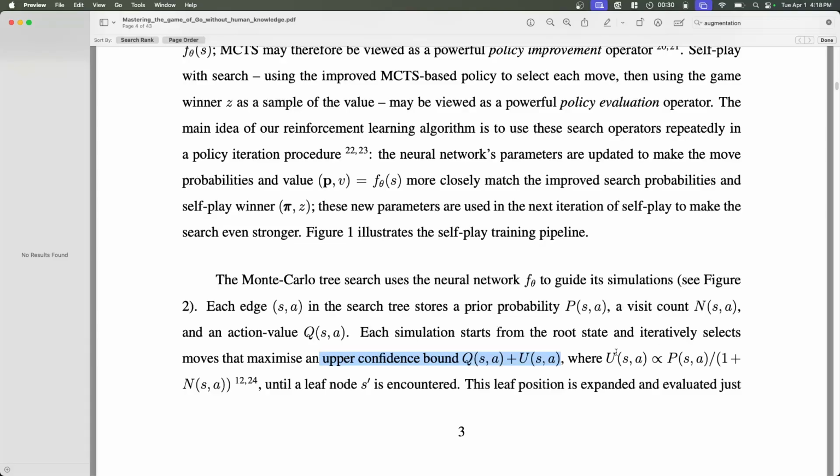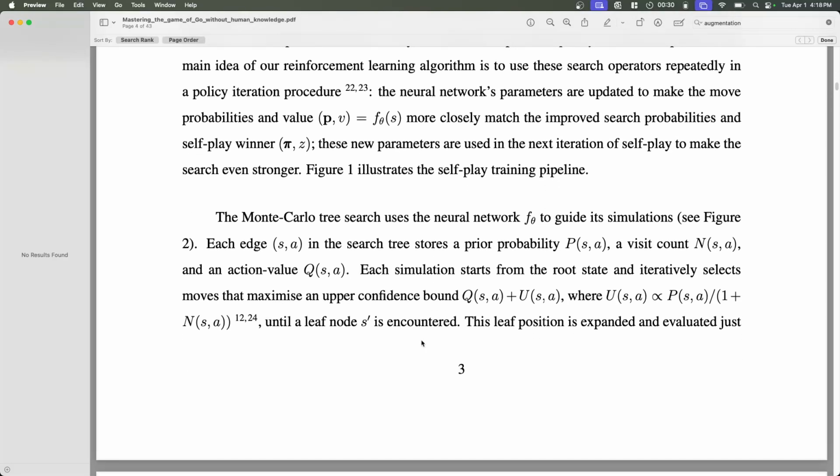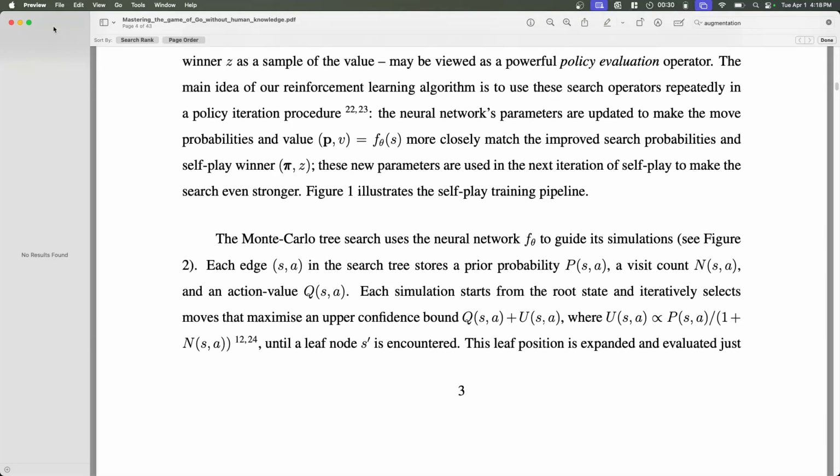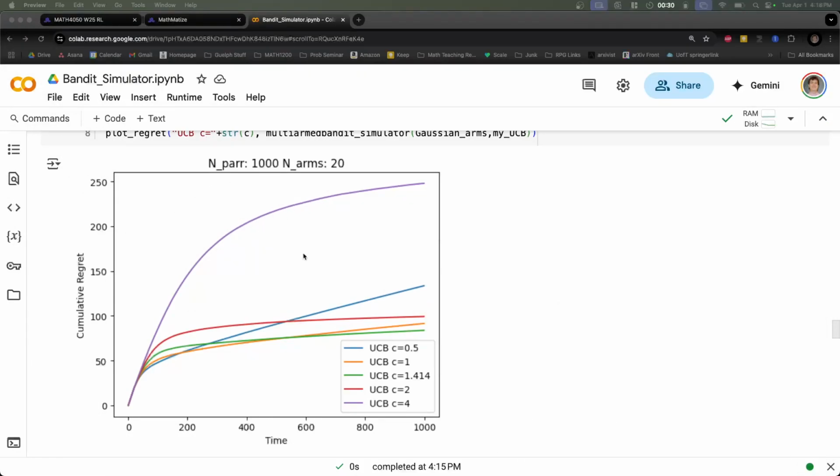That is how good you think the current thing is. But we don't just pick according to Q. We pick according to Q plus U. And U is adding on this bound to make the upper confidence bound. So we're going to explain how this works a little bit later today and tomorrow. So that's why UCB is great. It's the basis of this thing.